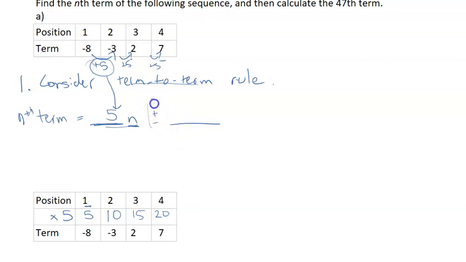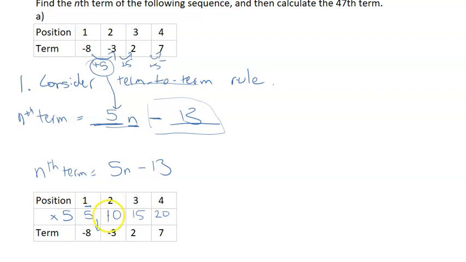Then, to get the rest, you need to have a look at the difference. If we go from 5, we've got to get all the way to -8. It's either adding something or subtracting something. In this case, it must be subtraction, and it must be 13. That's how you work through that rule. So the nth term in this sequence is 5n subtract 13. And you can check that going through here.